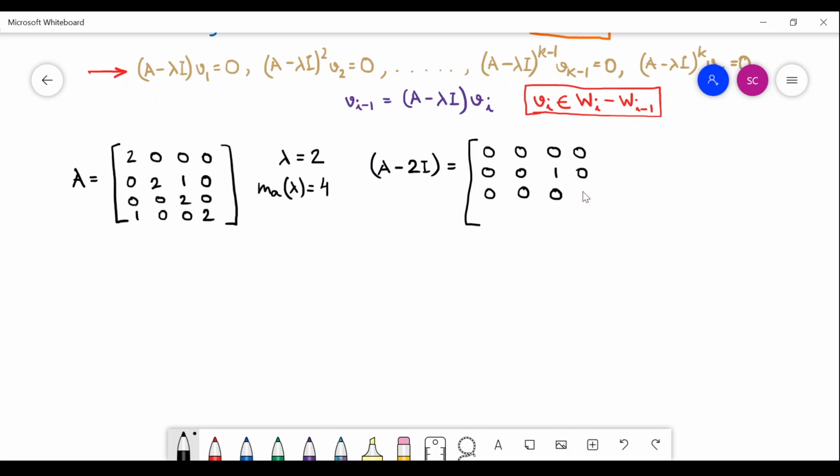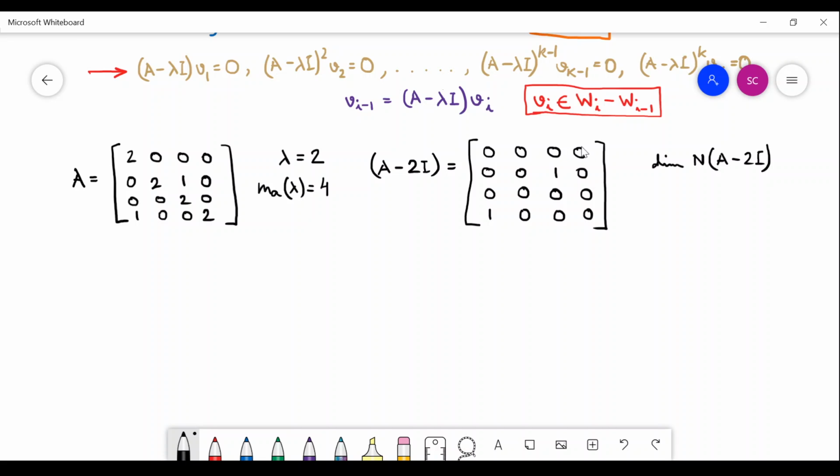This is a very simple example actually, just to start ourselves to understand the steps. So this is A minus 2I. Now to find out mg lambda, we need to find out what? We need to find out the dimension of the null space of A minus lambda I, and it is very clear this is A minus 2I. So what is the dimension of the null space? The number of dependent columns.